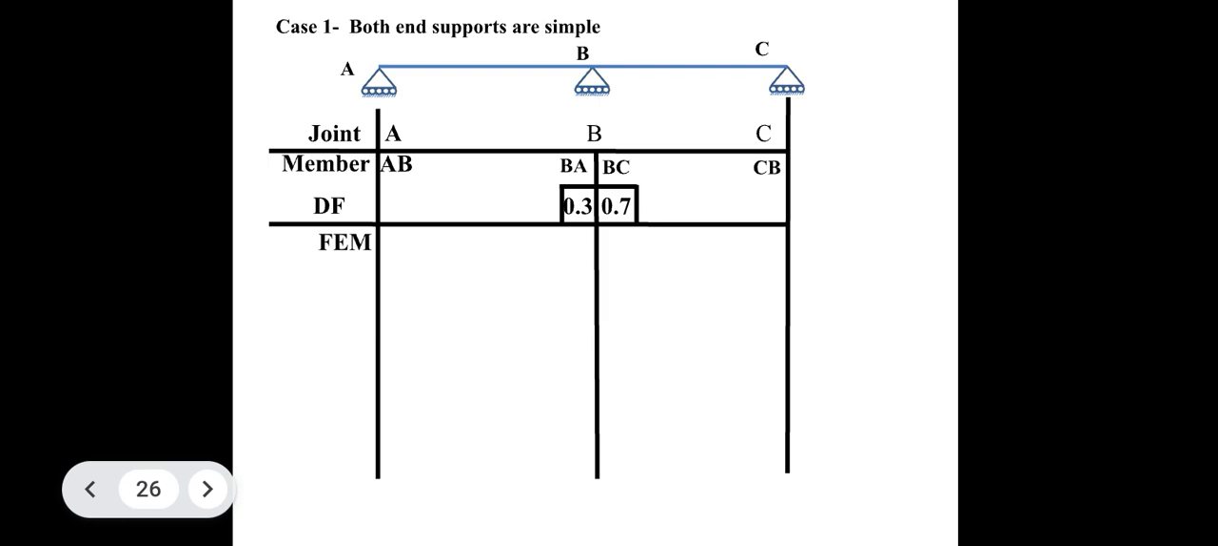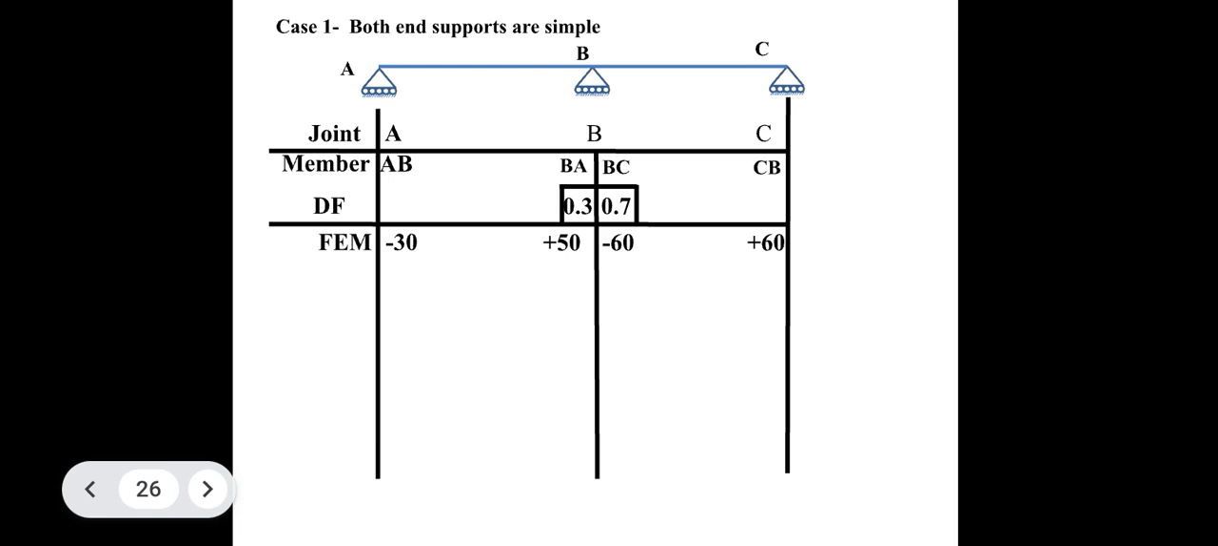Then we are supposed to write the value of fixed end moments, that is FEM. Let us assume that due to some loading the value of fixed end moment AB is minus 30, BA is plus 50, BC is minus 60 and CB is plus 60.